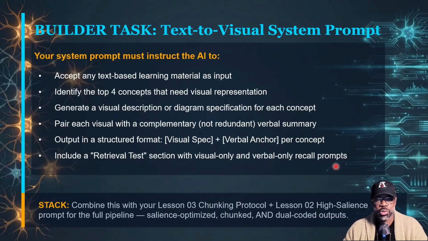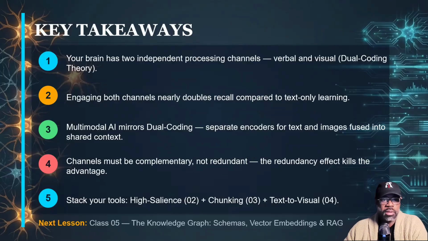So you're going to test your understanding, or test the actual accuracy of your prompt for your AI instructions. Okay. Now, the stack you'll be using is combining this with lesson 3, the chunking protocol, and lesson 2, the high salience prompt, for the full pipeline. So you'll be learning about all 3 of those: the gatekeeper, the chunking protocol from the bottleneck, and then today's lesson, which is again the dual channel. All right. Now, that should be it today.